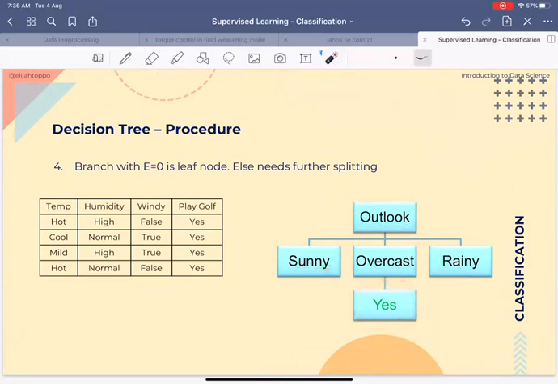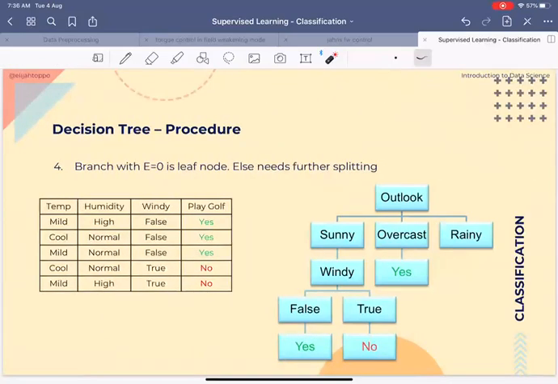If I just take a subset of these values, we have already filtered out that our outlook is overcast. For that overcast, we see what is pending. We have 3 features more pending: temperature, humidity, and windy. But irrespective of temperature, humidity, or windy, all my outputs are play golf. So we don't need to look at any other features. Thus, this becomes a leaf node, and we'll end the node here. For sunny and for rainy, we'll need further splitting.